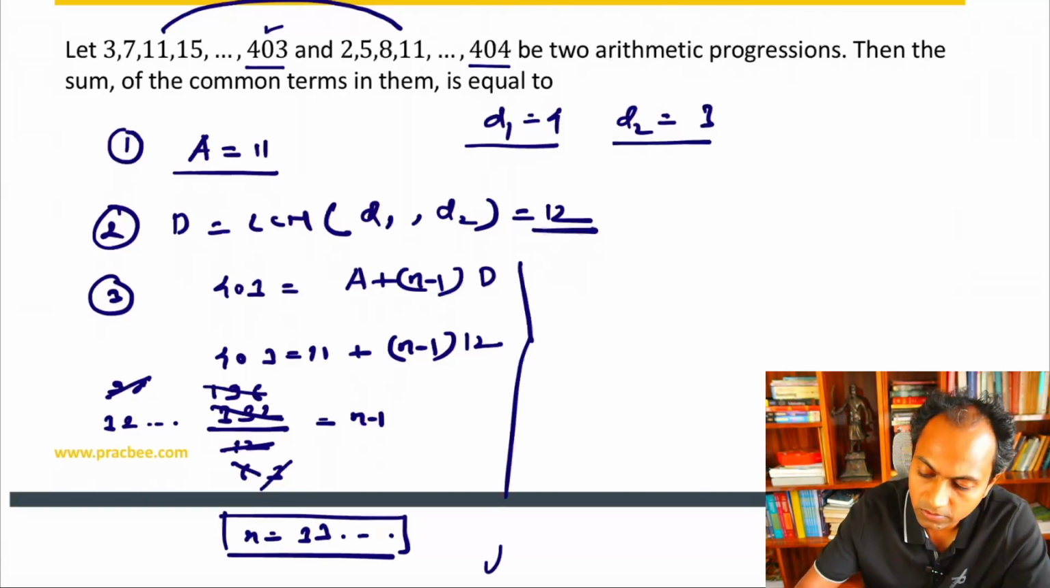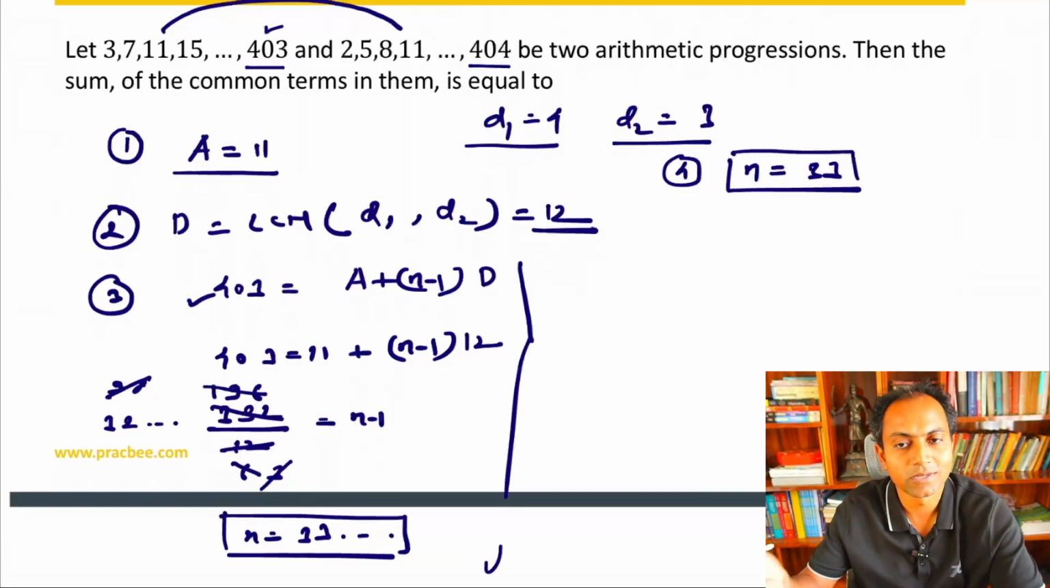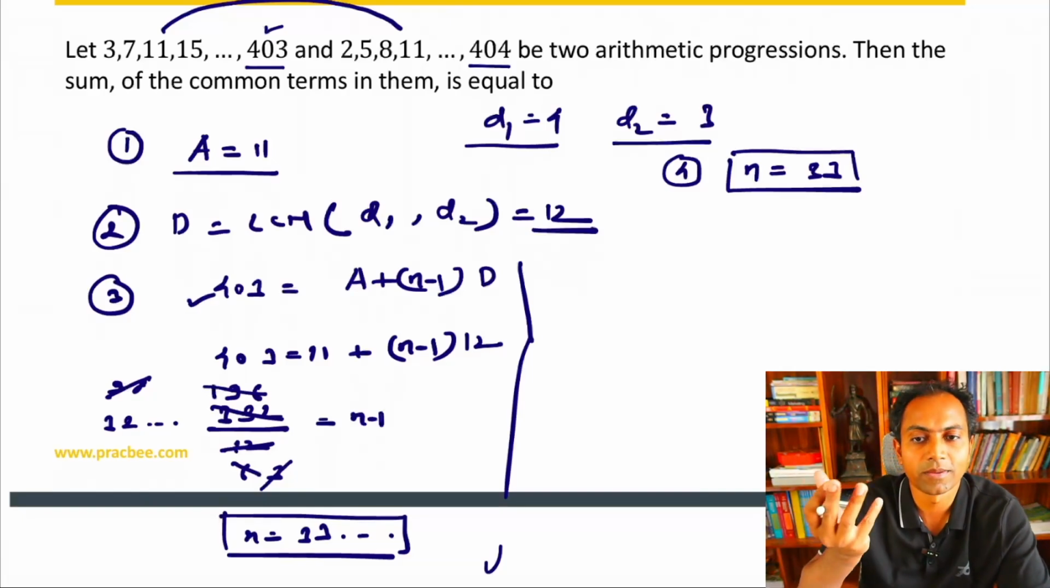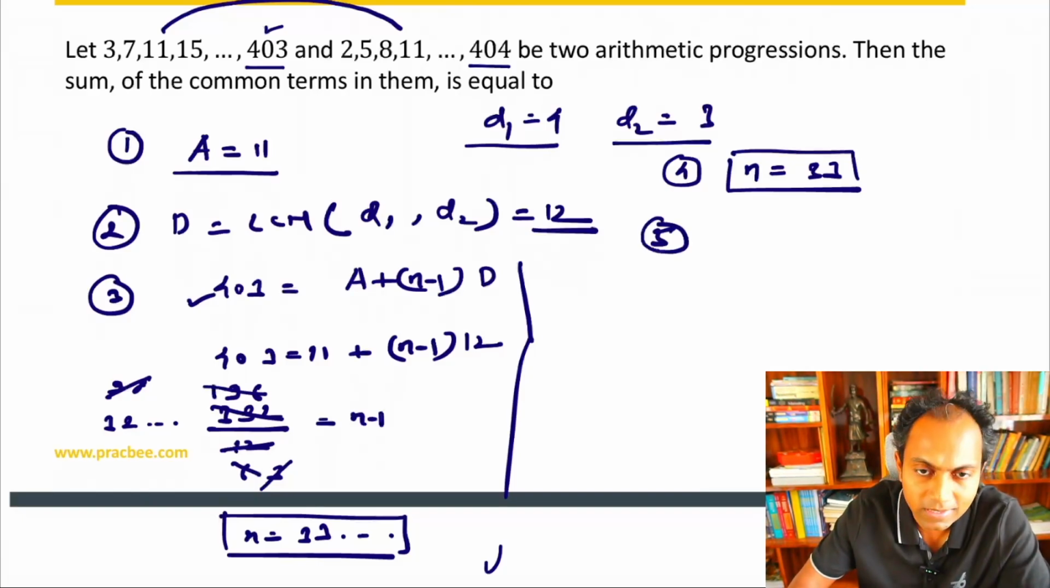So we have figured out that the total number of common terms, the actual value of n that we will require, will be equal to nothing but 33, because this term 403 lies between the 33rd and 34th term. So the total number of required terms becomes nothing but 33. So in the fifth part, I can apply the formula and get the answer.